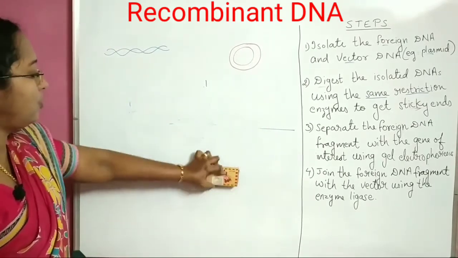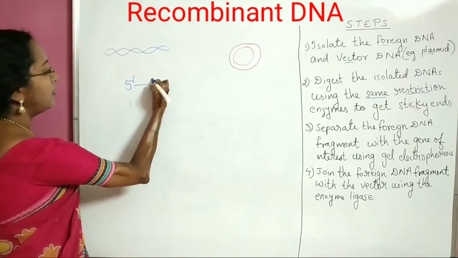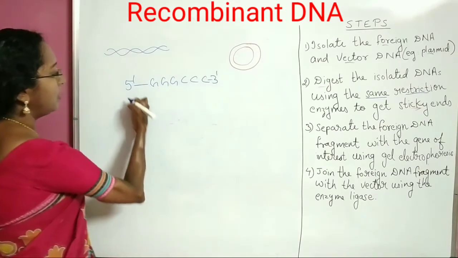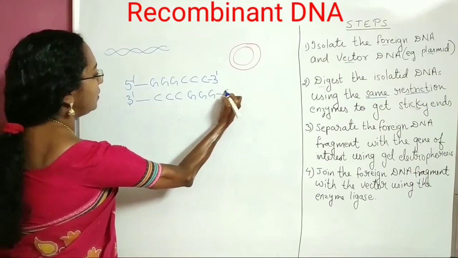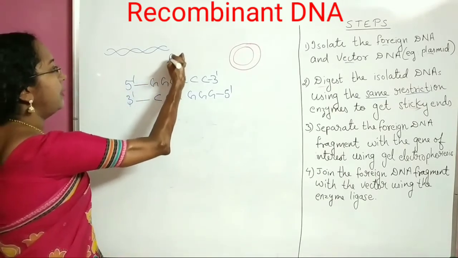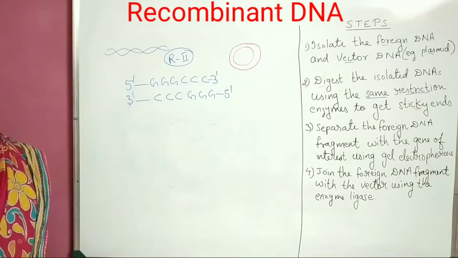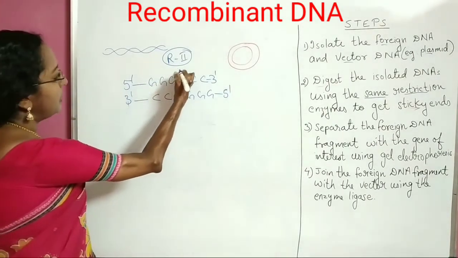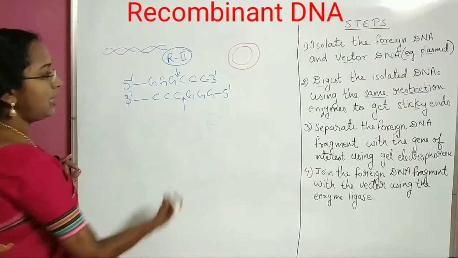I will take another palindromic sequence. 5 prime, G, G, G, C, C, C, 3 prime. Okay. Again 3 prime, C, C, C, G, G, G, 5 prime. So this is a palindromic sequence. Here I am adding a restriction enzyme. I am just putting it as R2, just a vague name I am giving. Restriction enzyme 2. This restriction enzyme 2 is making a cut between G and C. So in the other strand also it will make a cut between G and C.